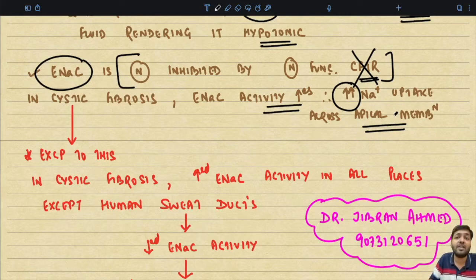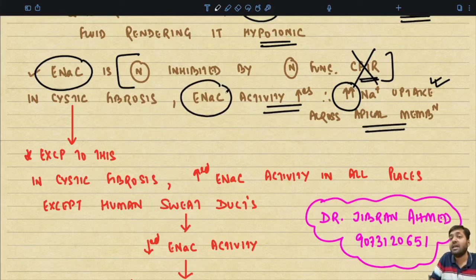Now at all places of the body, that is wherever there is an epithelial lining, be it the gastrointestinal tract or the respiratory tract, in all these places this is happening in cystic fibrosis. There is an excessive amount of epithelial sodium channel activity with increased sodium uptake across the apical membrane. This is what is happening at all places except the sweat duct.